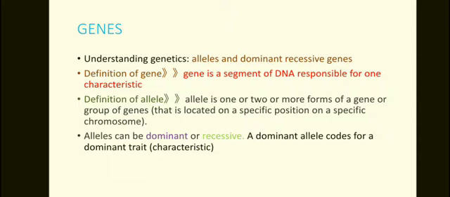Genes have alternative forms, and those alternative forms are called alleles. So alleles are alternative forms of the same gene. For example, there's a gene for the color of your eye. There's a gene that gives you brown eyes, another gene that gives you blue eyes. So the same gene with two alternative forms, one for brown eyes, another for blue eyes.